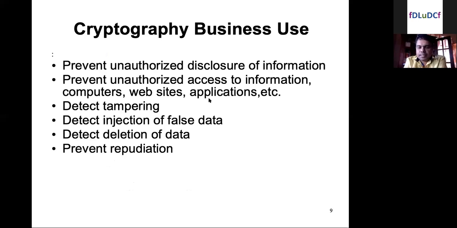From the business perspective, cryptography has a lot of business applications. For example, if you want to store data in a protected form, we need cryptography. If you want to prevent repudiation, we need cryptography. If you want to identify unauthorized alteration, we need cryptography. If you want to communicate between two endpoints, like web servers and web browsers, we need cryptography. If you want to set up secure or encrypted IP channels, we also need cryptography.